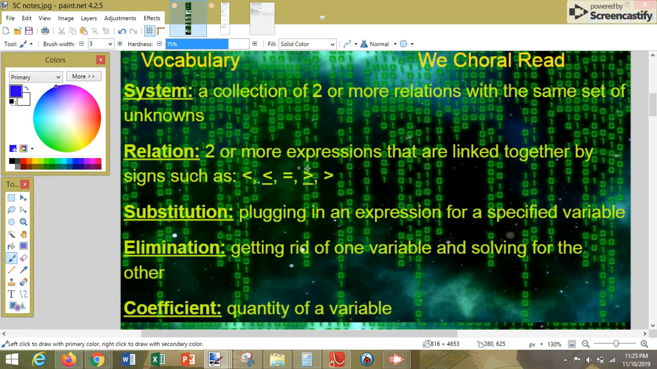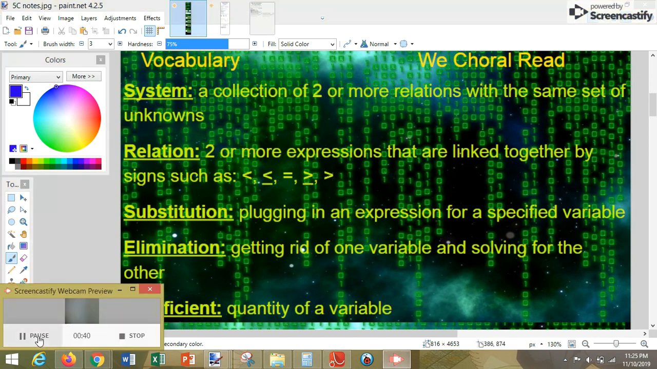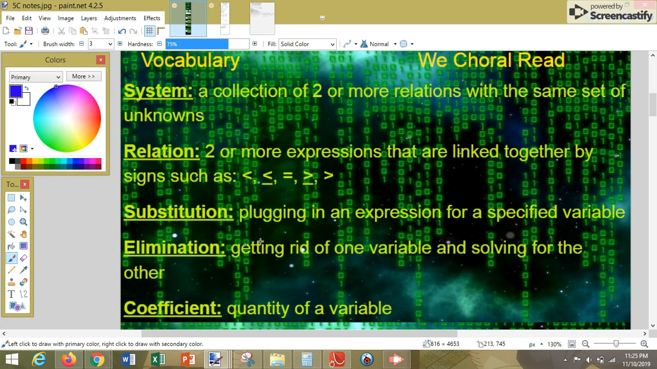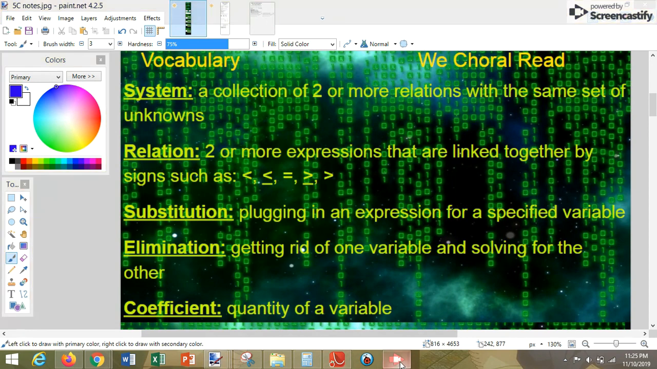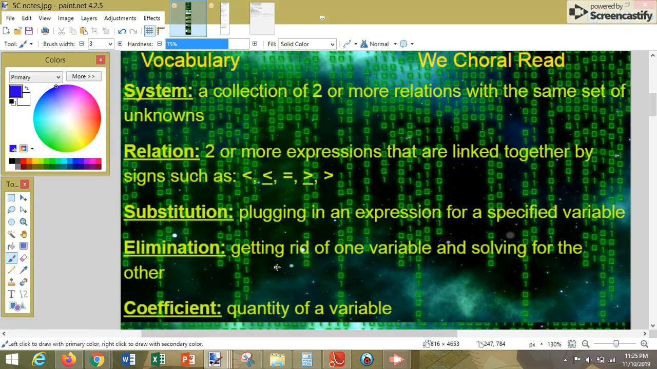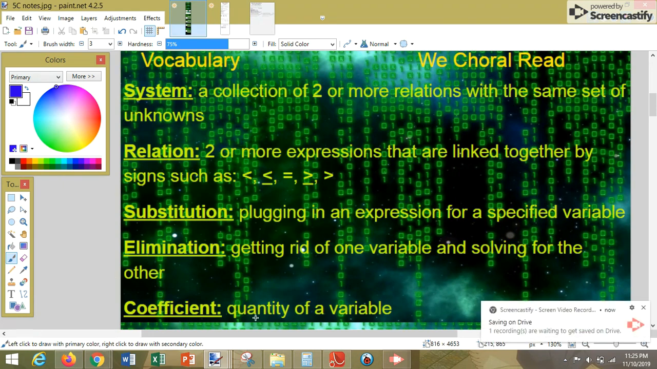Relation: two or more expressions that are linked together by signs such as less than, less than or equal to, greater than or equal to, greater than. Substitution: plugging in an expression for a specified variable. Elimination: getting rid of one variable and solving for the other. Coefficient: quantity of a variable.